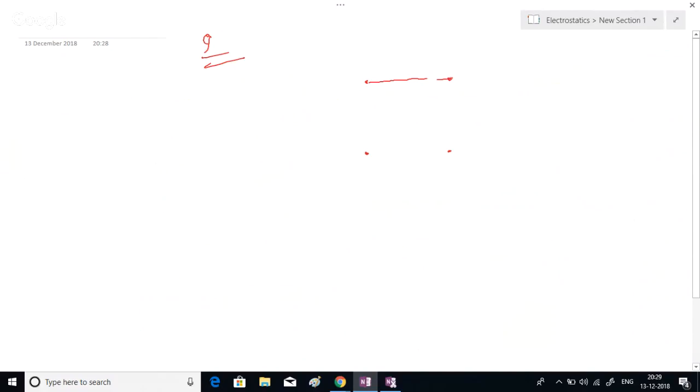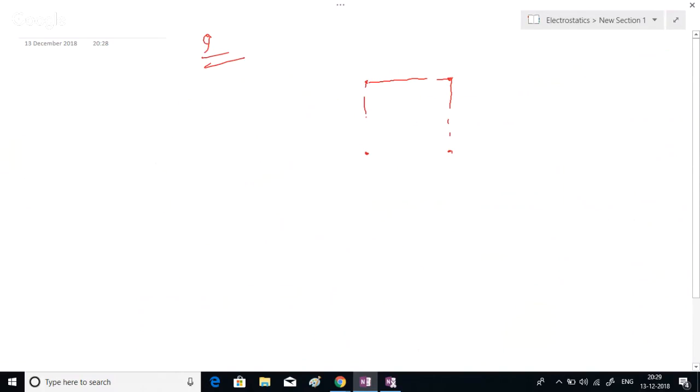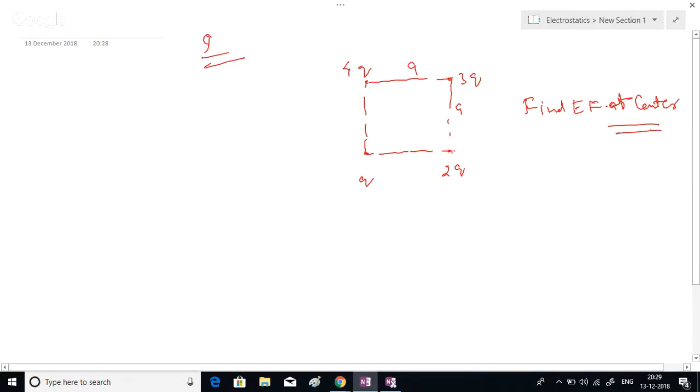Okay, so we should try some numericals on this. Yes, sir. Sure. So suppose this is my square, and suppose the charges placed on it are Q, 2Q, 3Q, and 4Q. The side is A. Then find the electric field at the center.